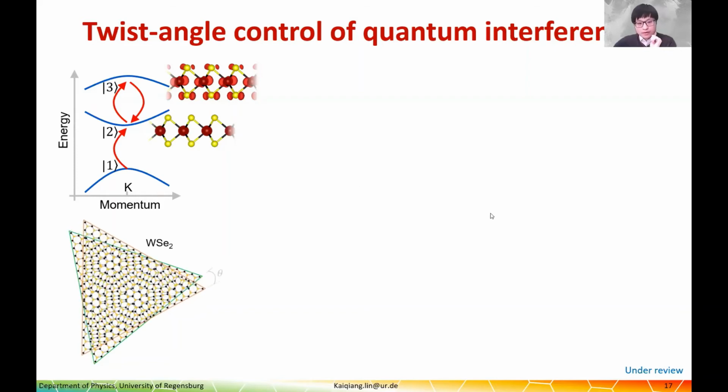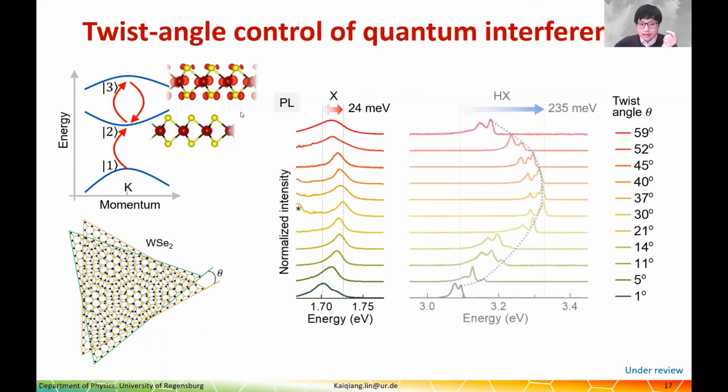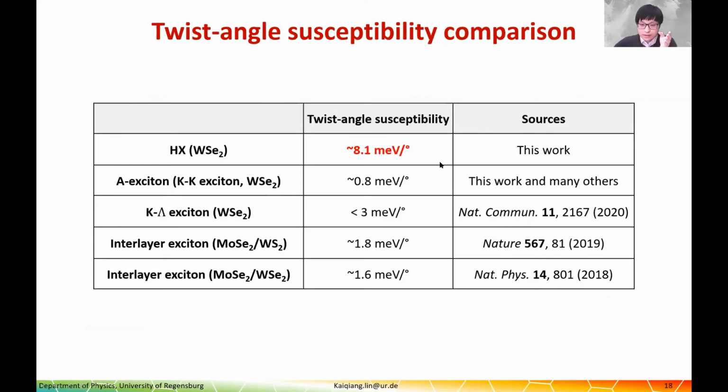Then to prove this idea, we first measure the A exciton from the first conduction band. As you can see here, it shifts by 24 meV, which is very small. But if we look at the high-lying conduction band, you will see that this excitonic state shifts by more than 200 meV from 0 degrees to 30 degrees, and then it shifts back when we tune to 59 degrees. And this gives us the highest twist angle susceptibility so far, which is 8.1 meV per degree.